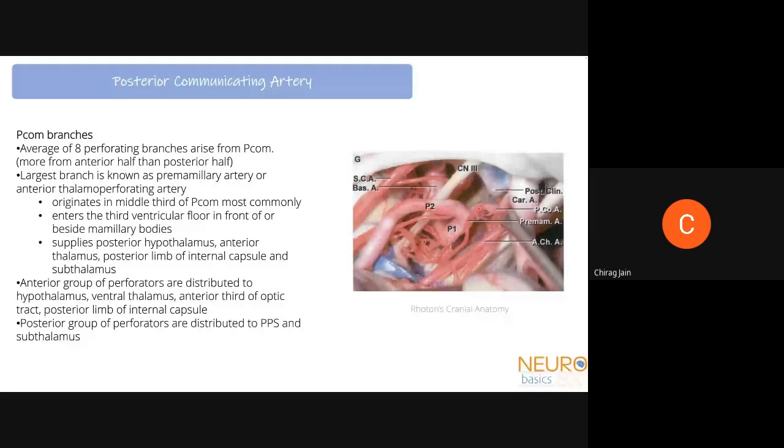The perforators arising in front of the premammillary artery are usually going to supply similar structures, the hypothalamus and the ventral thalamus. On the other hand, the perforators arising posterior to the premammillary artery are going to be supplying the posterior perforated substance and the subthalamus.